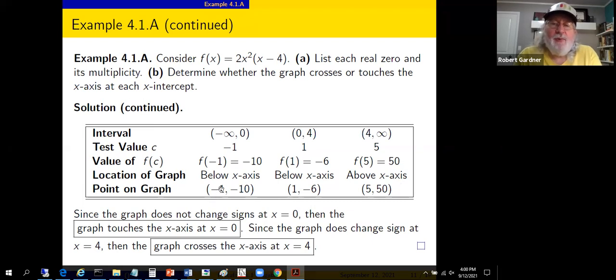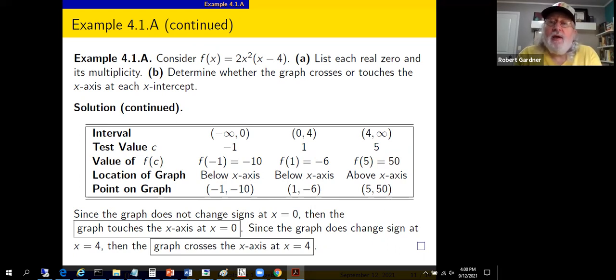Points on the graph, we took x values and we got f of x values out. So we get the point -1, -10. We get the point 1, -6. We get the point 5, 50. The book lays it out like this. That's a pretty big number. We might have trouble getting these all to fit on a graph, but we'll talk about that as well shortly.